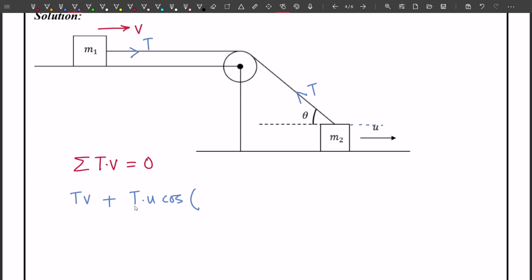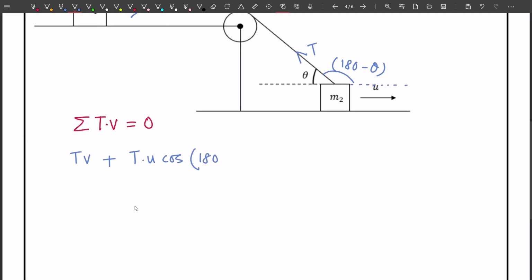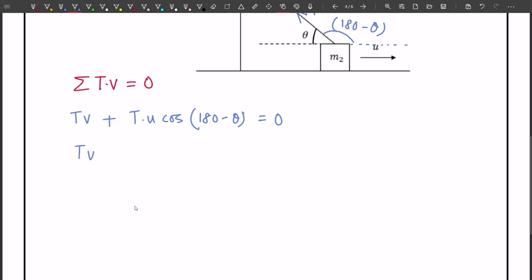The angle will be, this angle is theta given, so this angle will be 180 minus theta. So we can write here cos of 180 minus theta, this is equal to 0. Now cos of 180 minus theta is simply minus cos theta, so we can write minus T u cos theta equals 0. So T will get cancelled out, so we are left with v equals u cos theta.